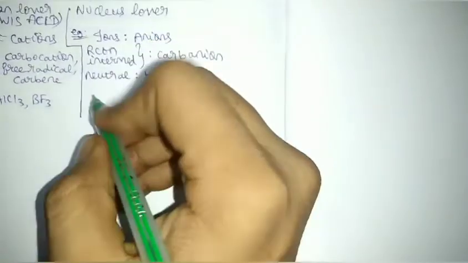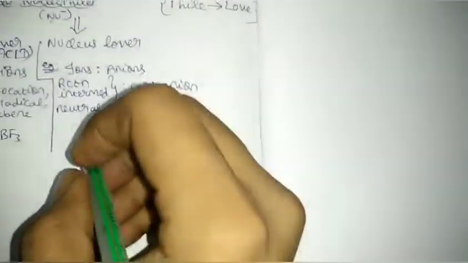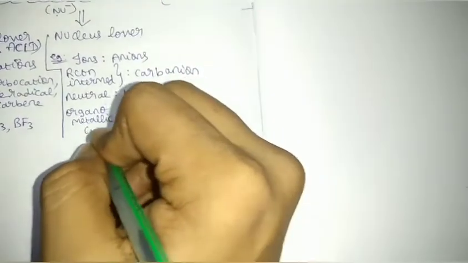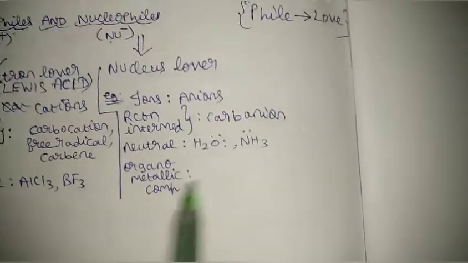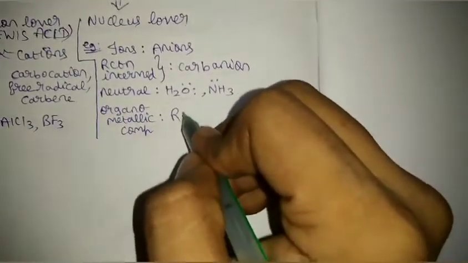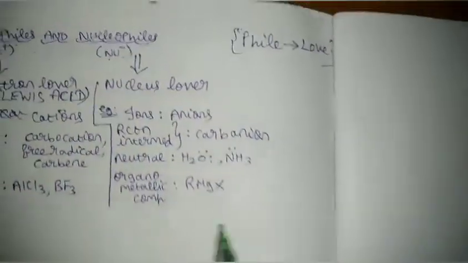These are examples. And one more class of compounds comes here, which is known as organometallic compounds. What are these? Basically, if you split the word, organic means it should have a carbon, and metallic means it should have a metal in it. For example, if you take RMgX, this is a famous reagent.